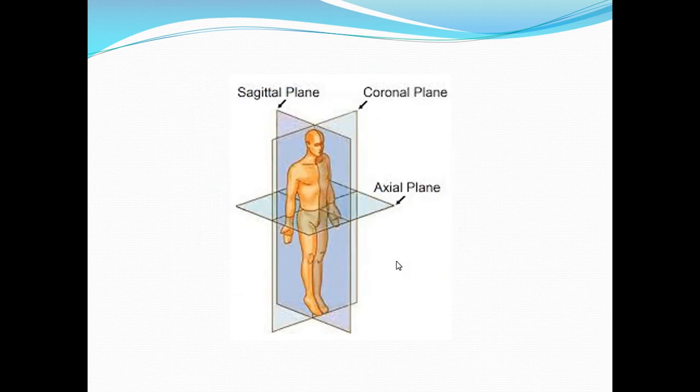Now next, this is the basic planning. As you all know, CT scan is a 3D view, like it is a cross-sectional study. So we have three planes: axial, coronal and sagittal.